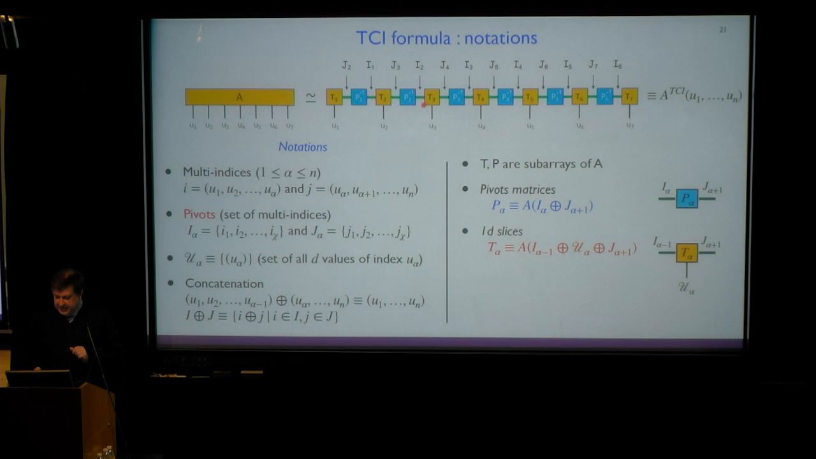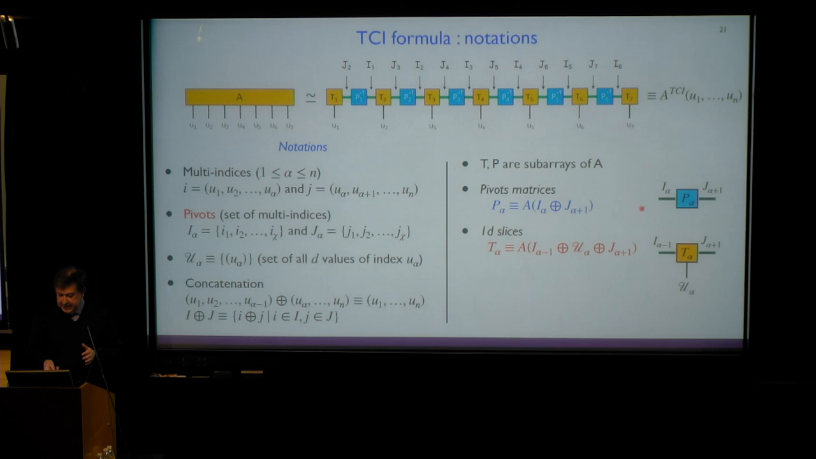The T's are one-dimensional slices. I put everybody on the pivots but one index, which is allowed to run over the whole values here. And that's a vertical index here. And the formula says, the TCI approximation says that you just multiply the one-dimensional slices, they are here, and you put in between the inverse pivots.